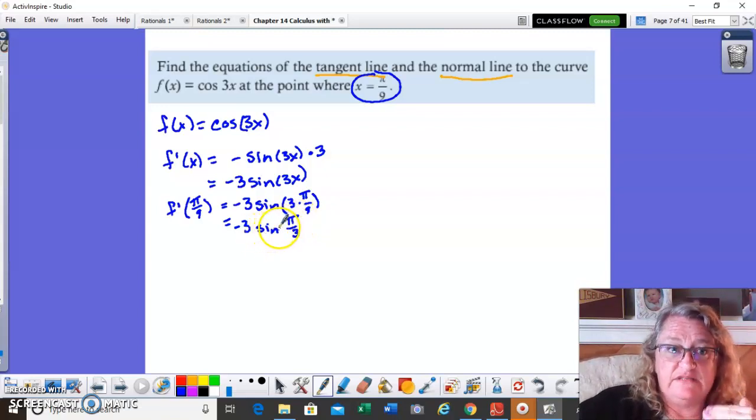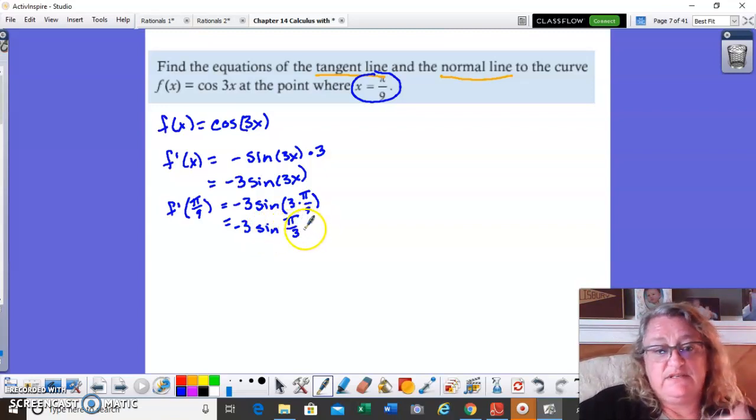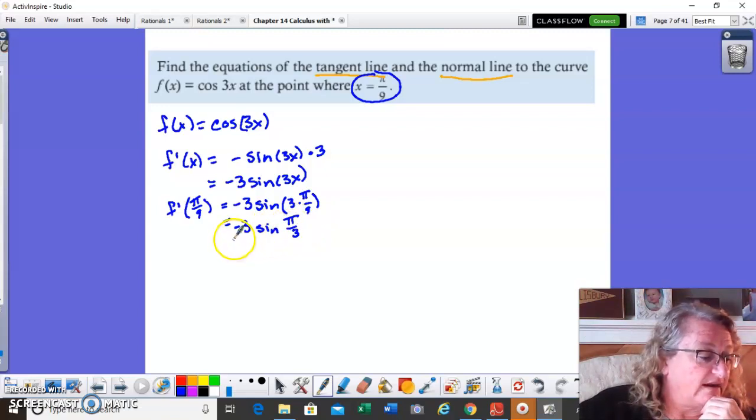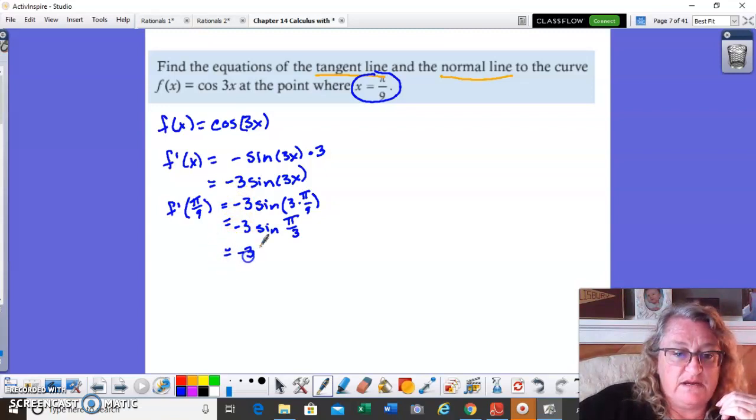So the sine of 60 degrees, sine is my top one, and 60 degrees, that would be the square root of 3 over 2. Am I correct there? Square root of 3 over 2? Yep. So that gets me negative 3 times the square root of 3 over 2. So the slope of my tangent line is negative 3 square root of 3 over 2. So that's the tangent slope.